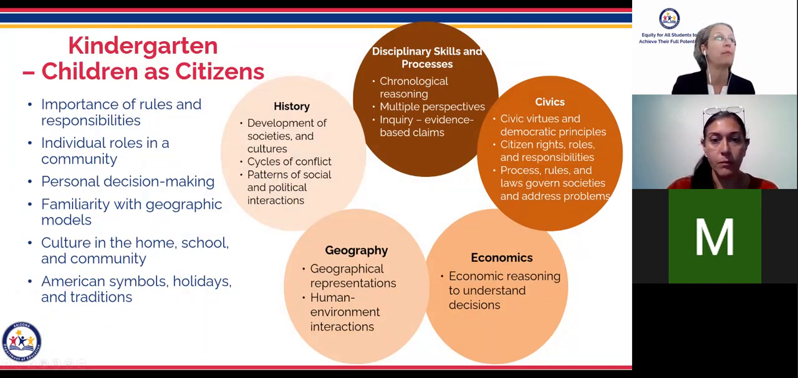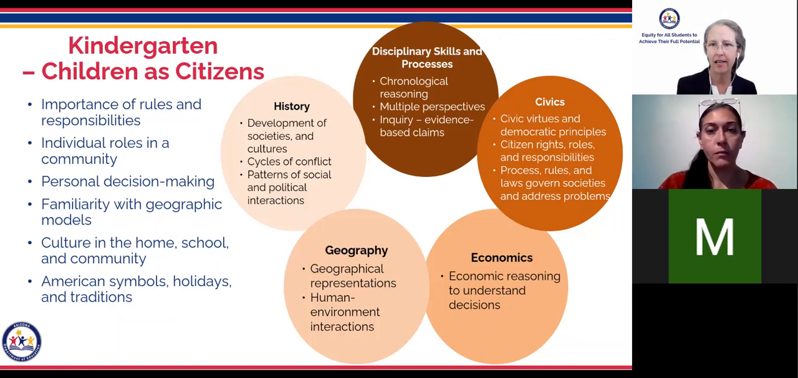So you're going to learn and talk about chronological reasoning. Well, kindergartners can learn what comes first, what comes second, what comes third, right? That's chronological reasoning done at a kindergarten level. And then you'll see different things like civic virtues, human environment interactions. Little ones can very easily pick this up and do it.